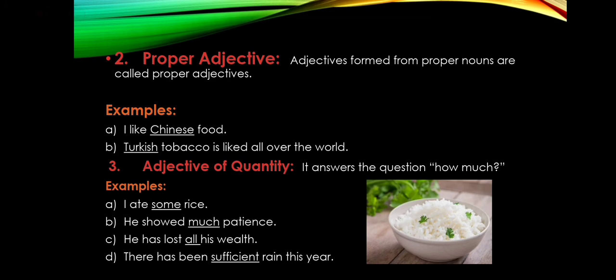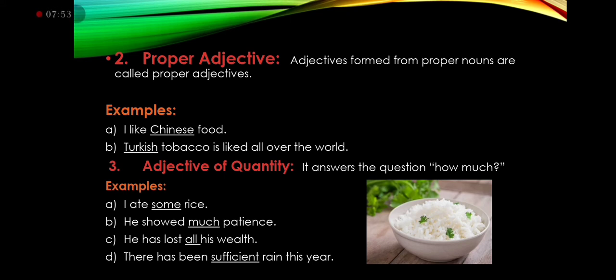It answers the question how much. All right, my dear students, you have to keep these points in your mind: adjective of quality tells about quality or manner, and adjective of quantity answers the question how much. For example, there is a bowl of rice. How much rice did you eat? I ate some rice. The question we are forming from the statement is how much? How much rice did you eat? I ate some rice. He showed much patience. How much patience? Much patience.